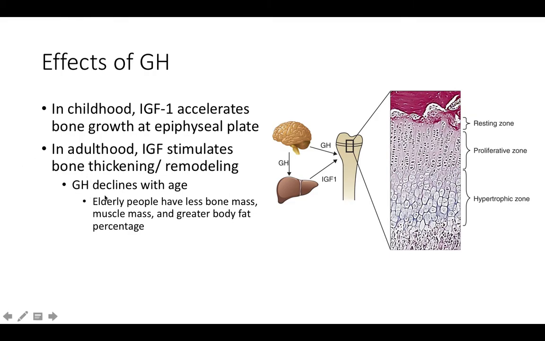But it is important to note that growth hormone declines with age. So that's why elderly people have much less bone mass compared to young people. They also have much less muscle mass, and they have a greater body fat percentage.